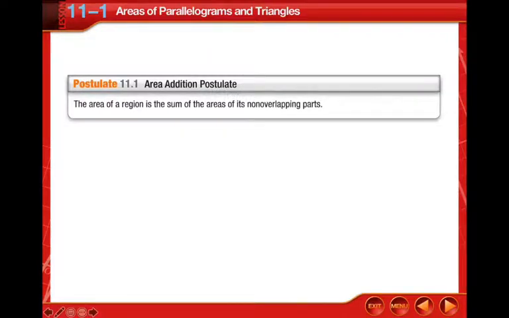So the first thing we'll see is the area addition postulate. Basically, this just means that the area of a region is the sum of the areas of its non-overlapping parts. So if pieces are not overlapping, then you include them in the area. If they are overlapping, then you omit one of them, but not both.